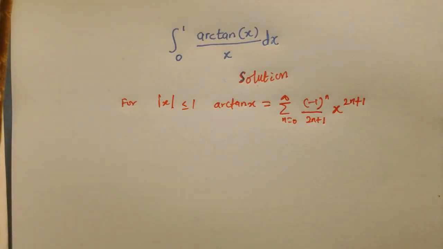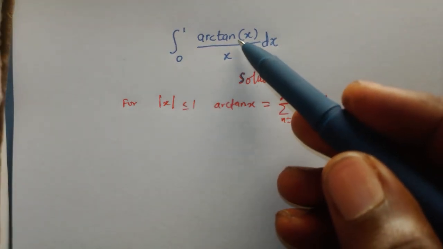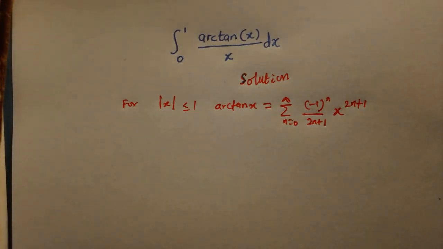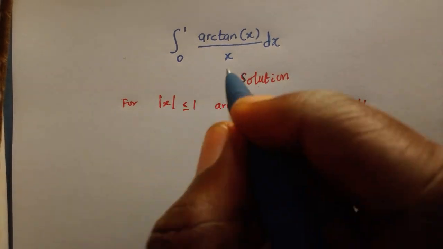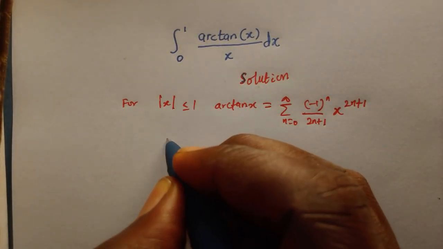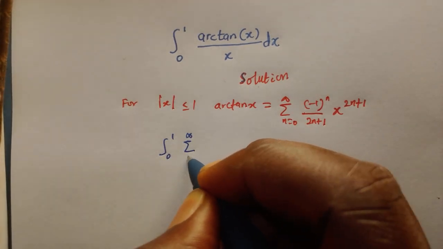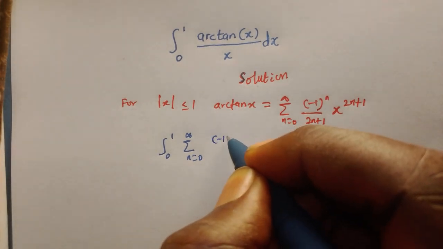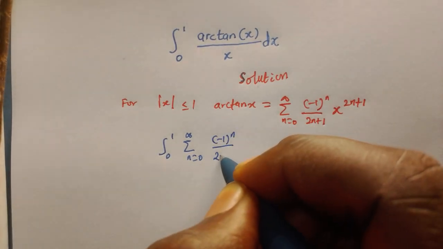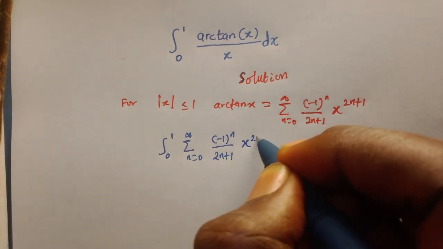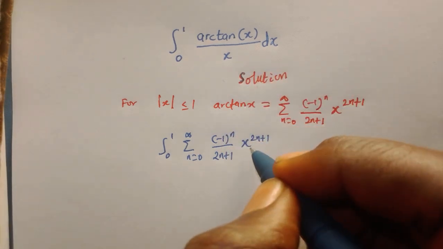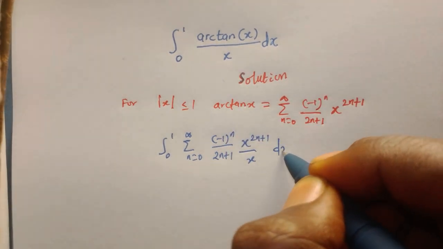So don't let us forget that. It's very important. Instead of writing arctan of x, we can just replace it by its series representation. Are we together? Then if we do that, we are going to have the integral from 0 to 1 of the sum of n from 0 to infinity of minus 1 raised to the power of n over 2n plus 1, multiplied by x raised to the power of 2n plus 1, then divided by x, dx.